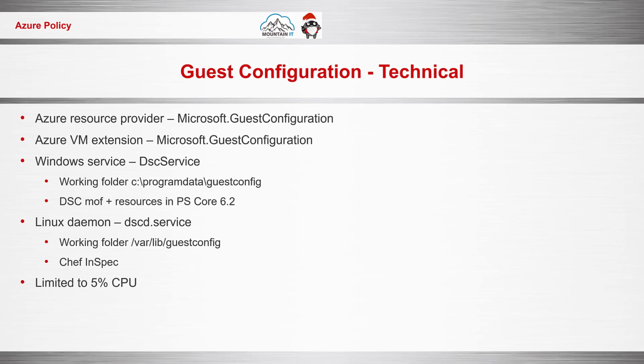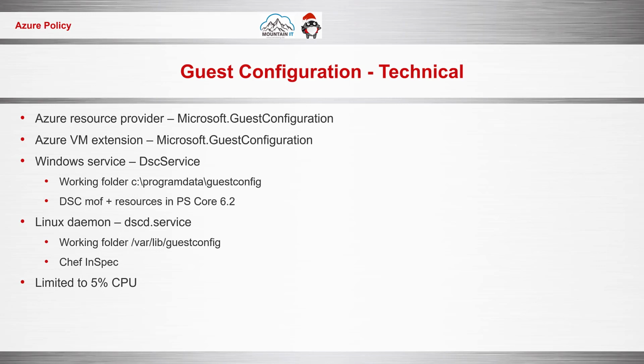What happens technically in the background is pretty easy. We have an Azure resource provider called the Microsoft Guest Configuration Resource Provider, and there's a VM extension that will be deployed. It's the Microsoft.GuestConfiguration extension, so pretty straightforward. Then we have a Windows service. If it's a Windows machine, that's the DSC, Desired State Configuration service, working in the guest config on the program data. And then you have your DSC MOF files, and you have your resources in PowerShell Core 6.2 that support this. Also referenced as DSC vNext or DSC version 2 or whatever. And if you have a Linux machine, then it's a DSCD daemon doing all the same things.